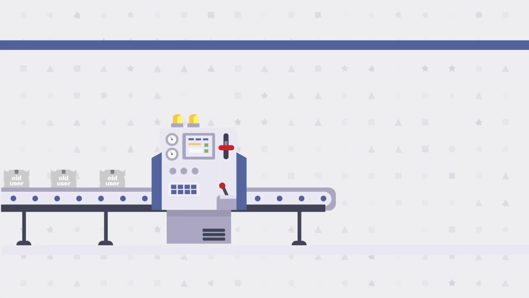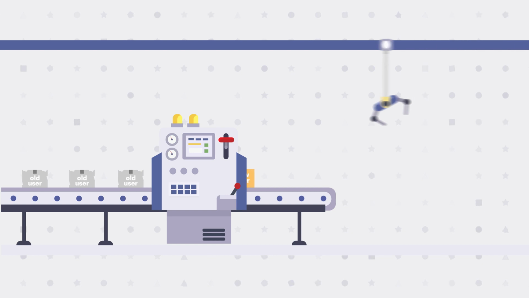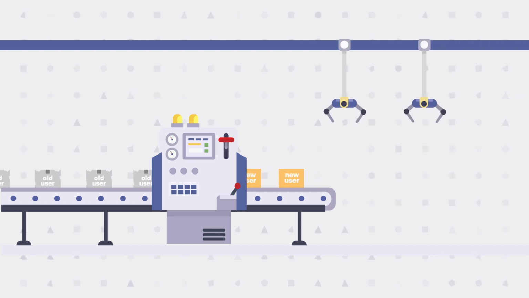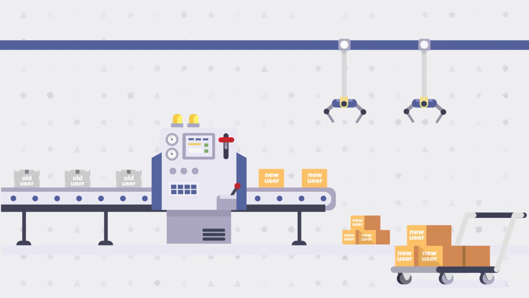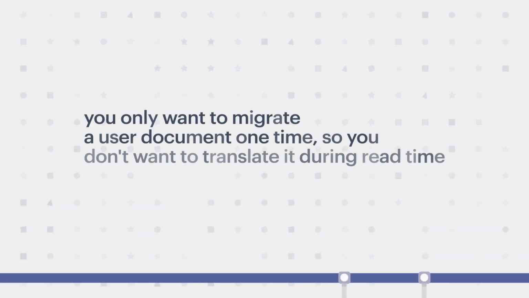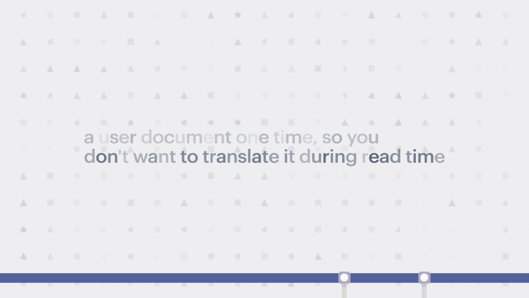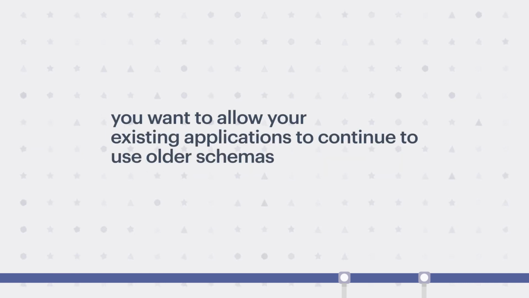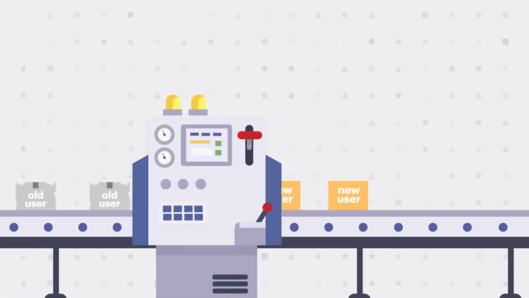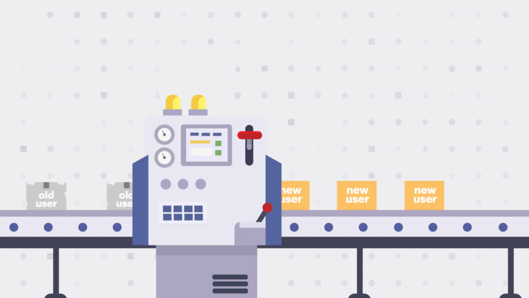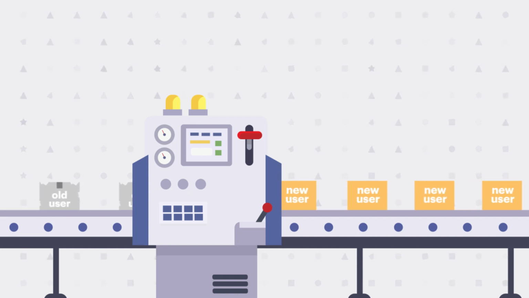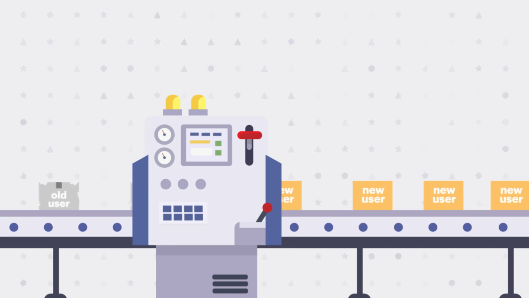The best way to do this is to create a translate function that you run whenever a new user is created or when an old user is updated. The reason you want to do this is twofold. First, you only want to migrate a user document one time, so you don't want to translate it during read time. Second, you want to allow your existing applications to continue to use the older schema. Let's see how we might incrementally migrate old documents to use the new schema while supporting existing application logic.